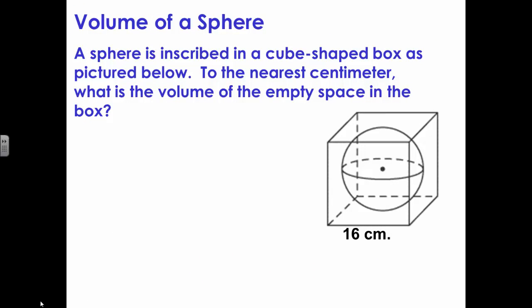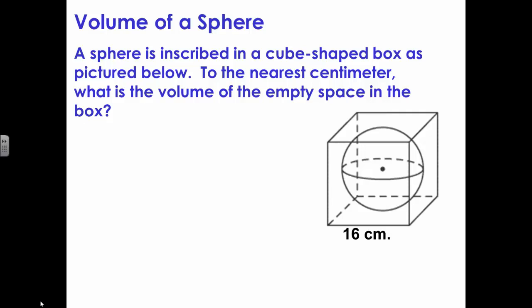A sphere is inside of a cube-shaped box. To the nearest centimeter, which is the nearest whole number, what's the volume of the empty space in the box? On this picture, you need to try to figure out, well, what two shapes do I have? Now, we haven't talked about a cube, but you learned about it in elementary school. So we're going to do length times width times height. It's a cube, so they're all the same. They're all that 16.